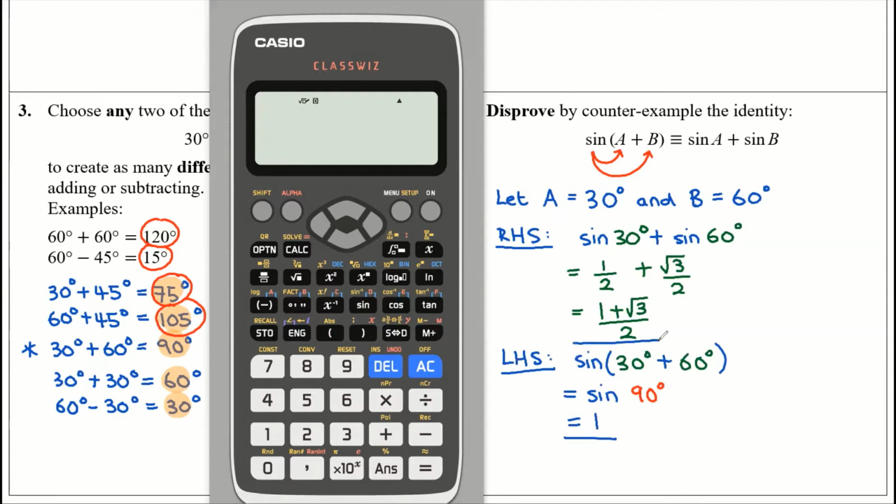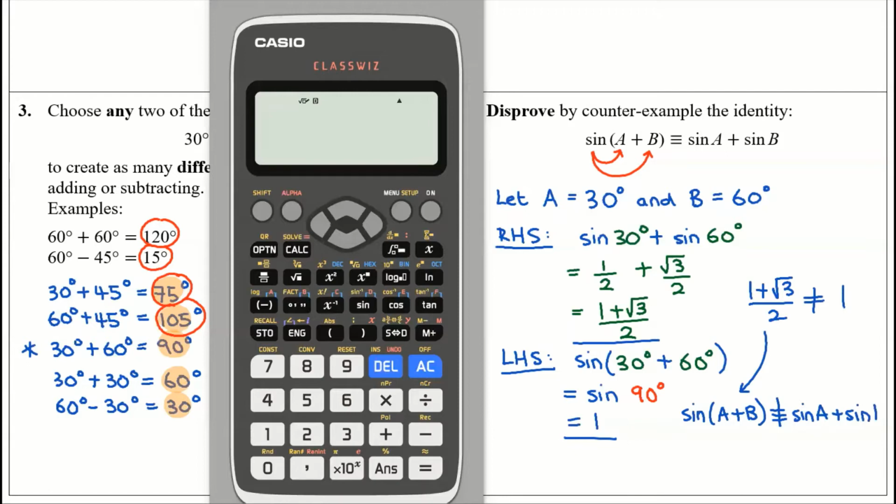So what we've done is we've disproved it. So these are not equal. So we just state, just to finish off, so therefore the sine of A plus B cannot be identical to the sine of A plus the sine of B.